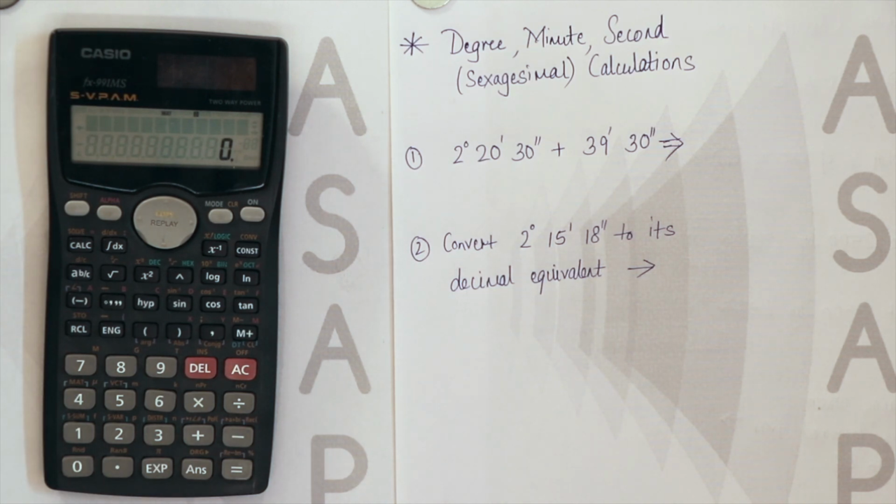Now what is sexagesimal? Sexagesimal is a fraction which generally has its denominator as 60 or in the power of 60s.